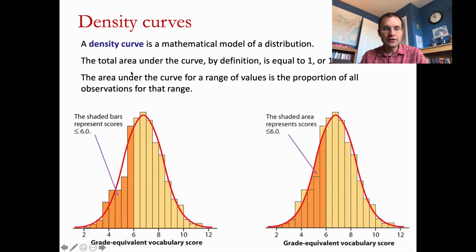The total area under the curve, as it says here, is equal to 1 if you want to think about it as a number. It might be easier to think about it in terms of percentages because we're going to divvy it up into different bits and pieces as we go. So the total area under the curve is equal to 100% by definition. That makes it easy to make conversions between different shapes of distributions or different kinds of density curves. They all have to have that property. It also says the area under the curve for a range of values is the proportion of all observations for that range.